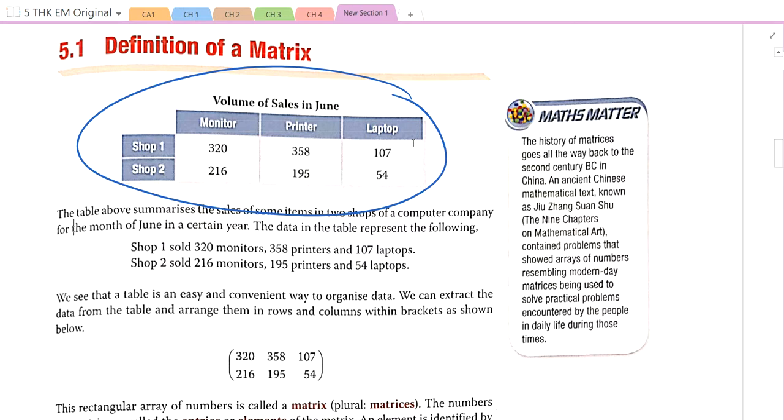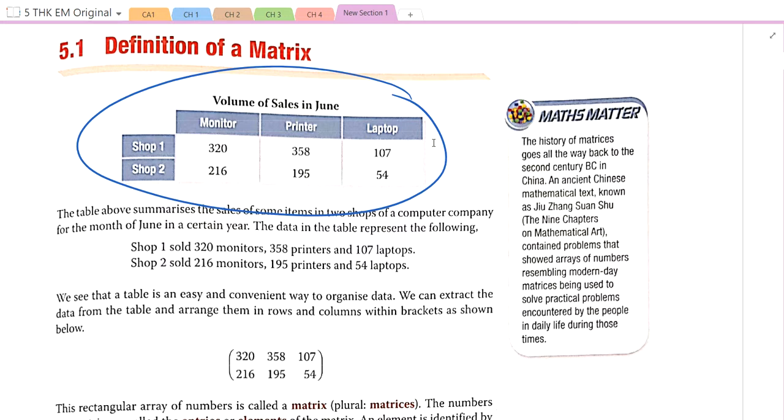Now looking at these two, you need to be able to interpret the data in a table before we can go into matrices. So question: how many printers did shop 2 sell in June? 195. Okay, how many printers did shop 1 sell in June? How many laptops were sold in both shops combined? 161.